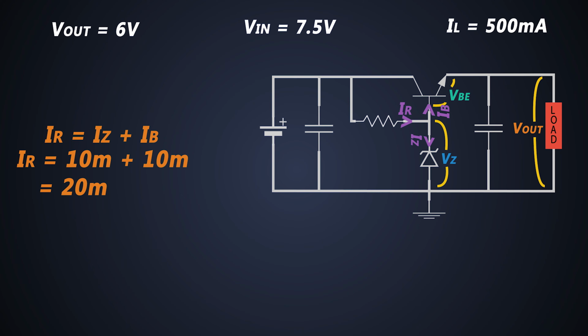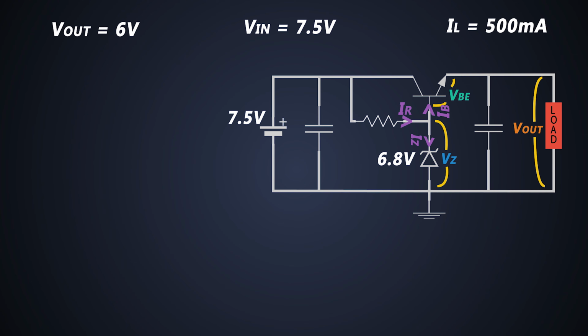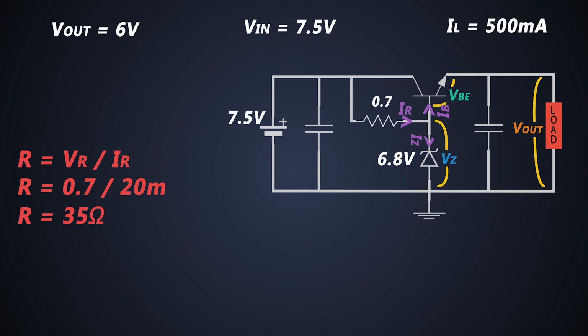Well, the input voltage is 7.5 volts. The Zener voltage is 6.8 volts. Hence the voltage drop across the resistor should be at least 0.7 volts. Now from Ohm's law, we can easily determine the value of the resistor, which will be around 35 ohms.